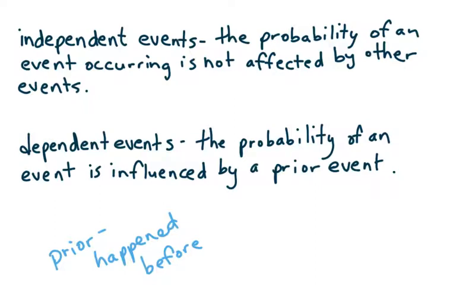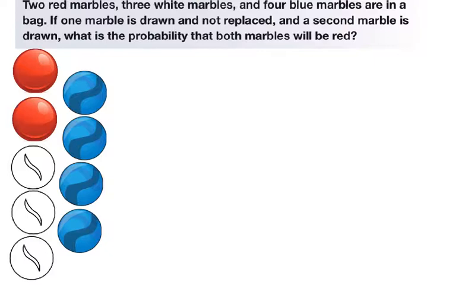Today is going to be a little bit different. We're going to be doing dependent events. So it depends on what we do the first time as to what will happen the second time. So the definition they gave is the probability of an event is influenced by a prior event. Prior means it happened before. Something that happened before whatever you're doing now. So we're going to be talking about dependent events.